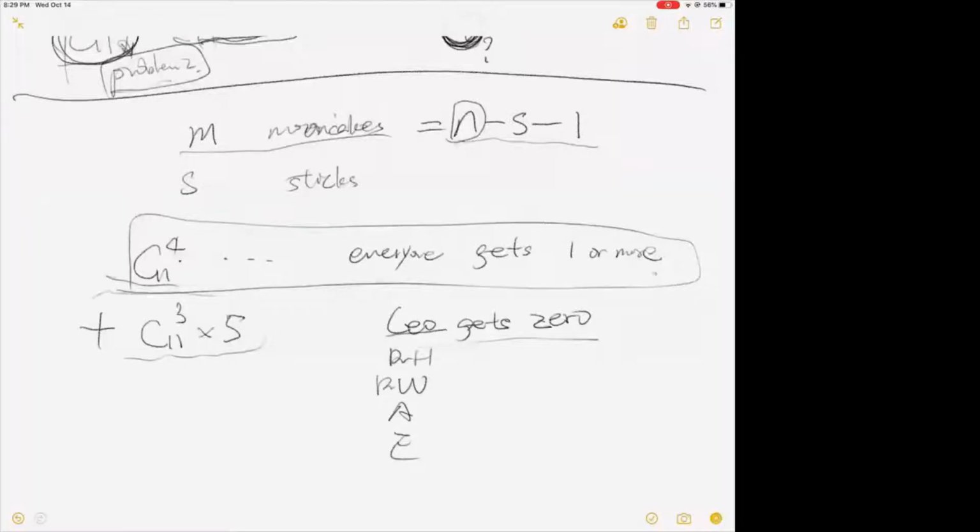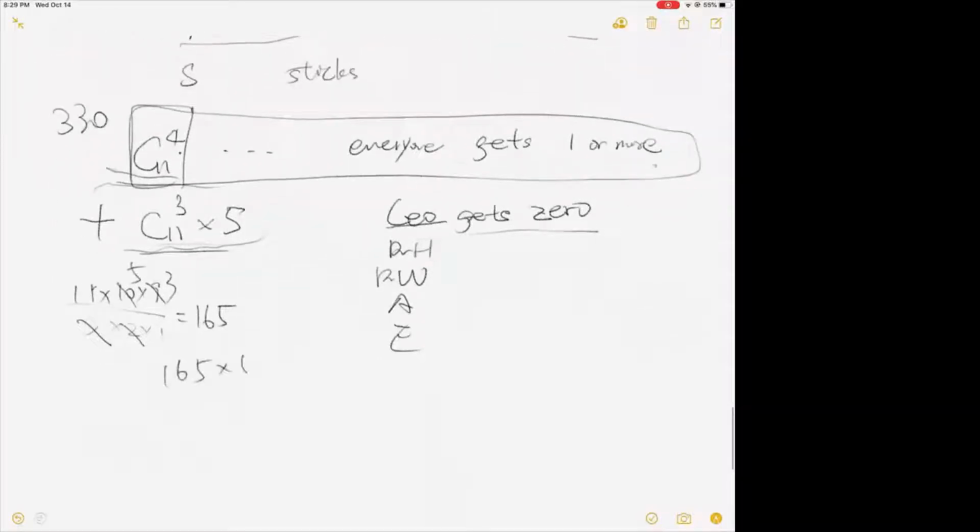Let's see if we add them up, what we got. So 11 choose 4 is 330, right? We just calculated. 11 choose 3, 11 times 10 times 9 over 3 times 2 times 1, that's 165. And then 165 times 5 is 825. So is the answer 330 plus 825? No. What else are you missing?